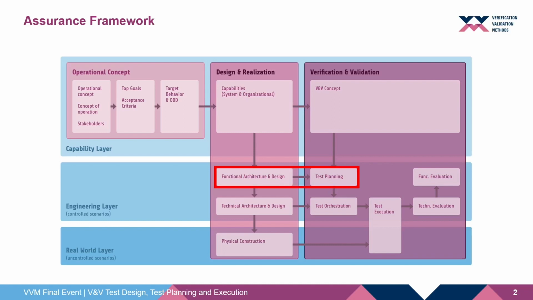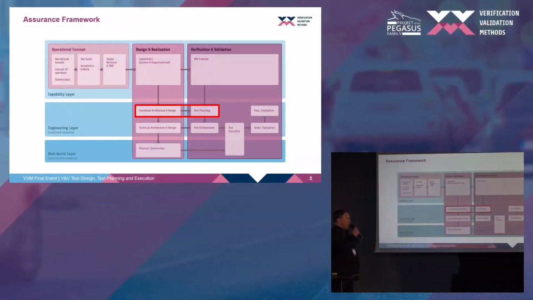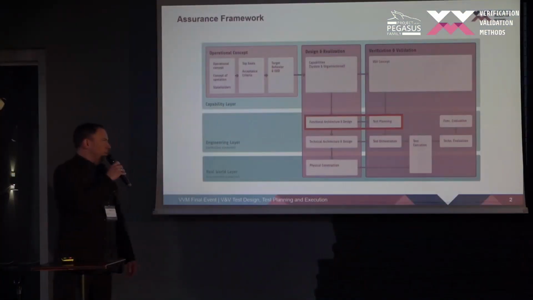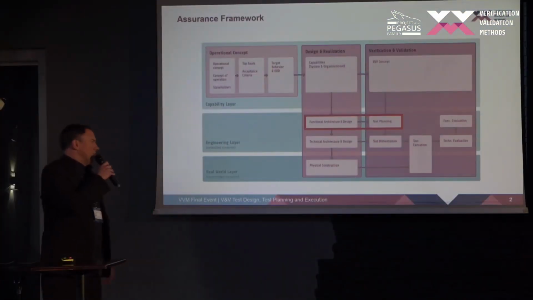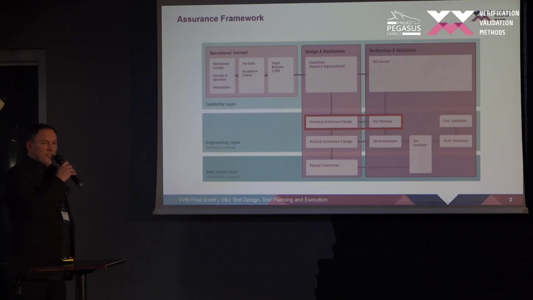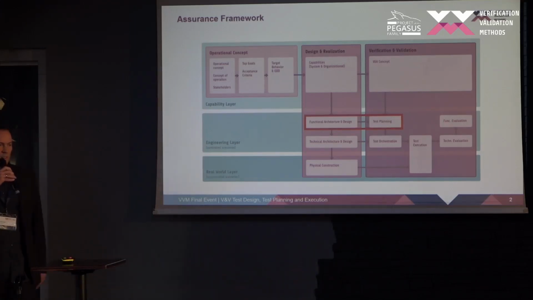As you see, I'm talking about the test planning, which will be the core part of my talk, but also on the part of the functional architecture and the design. And it is again important to highlight where these artifacts are located within this framework, saying that we are still located on the engineering layer, consisting mainly of the controlled scenarios, what we have heard several times also this day.